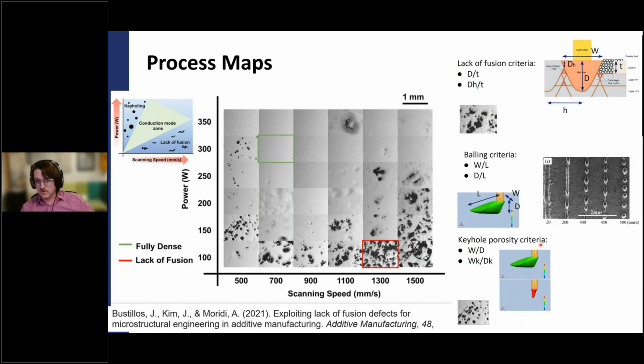And there are some criteria for balling, and there are some criteria for keyhole porosity, depending on the ratio of the width and the depth of the keyhole. If you can calculate the melt pool shape and apply these ratios, then you can draw some boundaries where I might have keyholing up here, lack of fusion down here, and no defects here, or conduction mode if you're going for conduction mode.